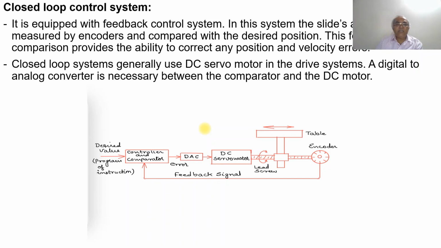This is what happens in a closed loop system, and the same thing is done in a CNC machine. That is the advantage of using the CNC machine: you will be able to get very good accuracy, and the repeatability will be good. That is the reason why we go for CNC machines in modern manufacturing, wherein any type of complicated job can be machined using this type of CNC system, which has the closed loop control system.